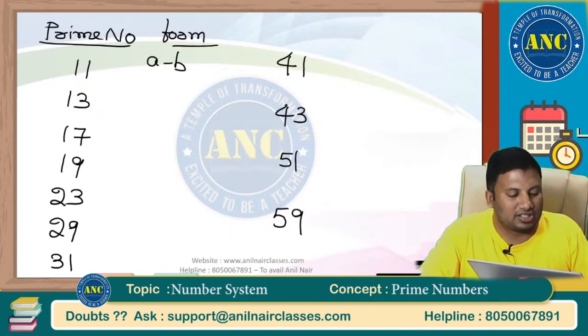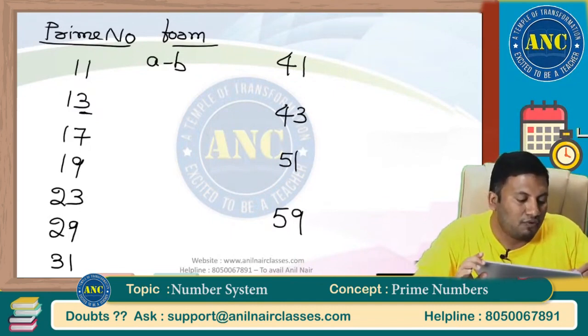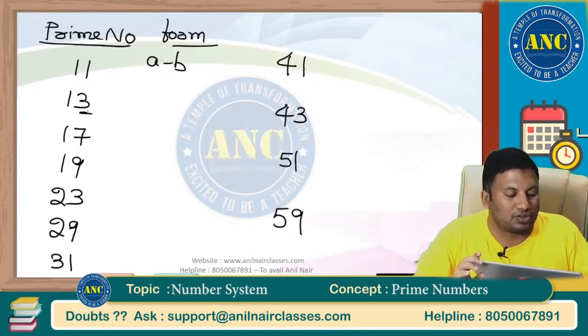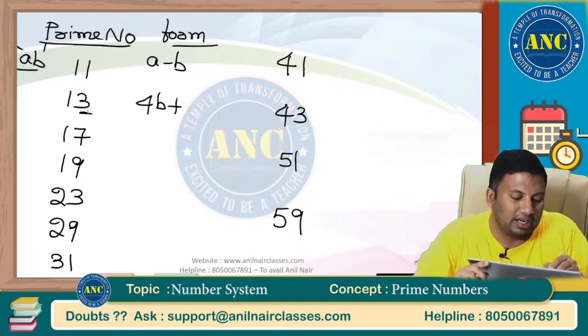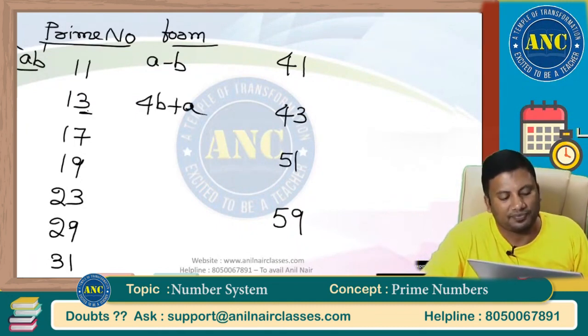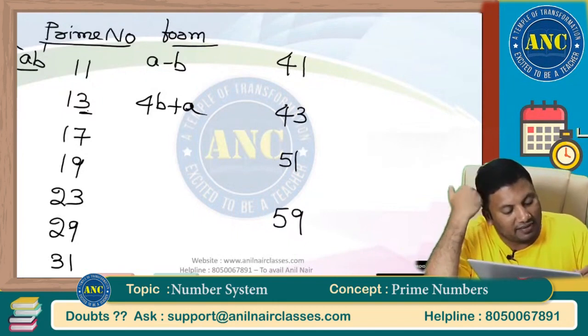4 3s are 12. 12 plus 1. This is the form of a number AB. 4 3s are 12, 12 plus 1, 13. It is 4B plus A. I hope it is clear. 17.